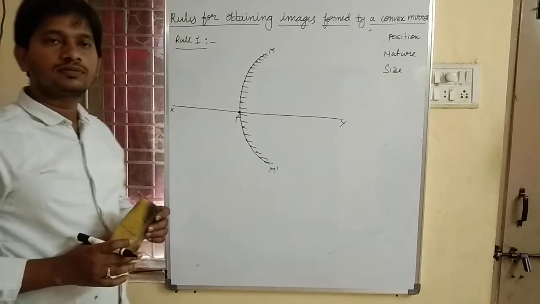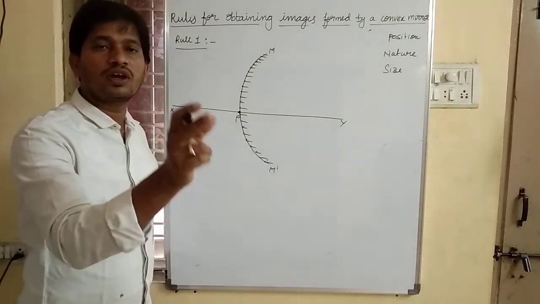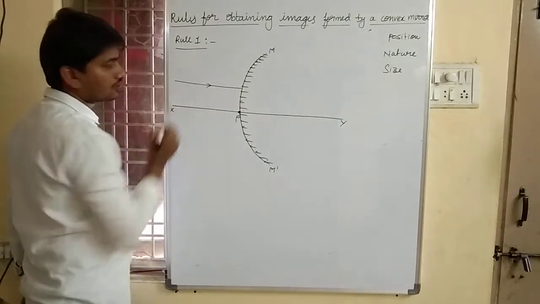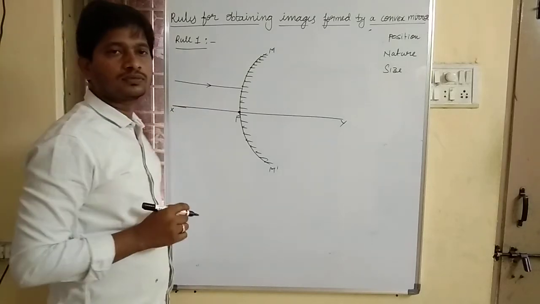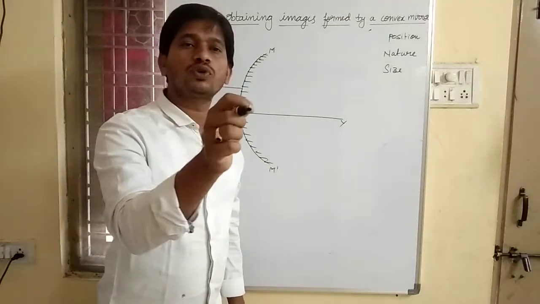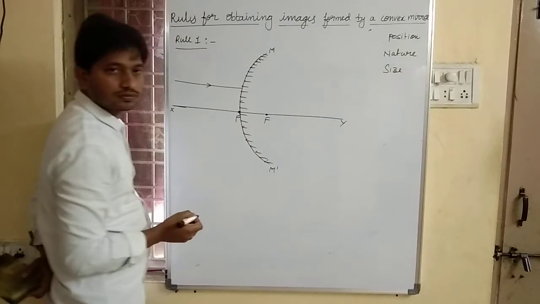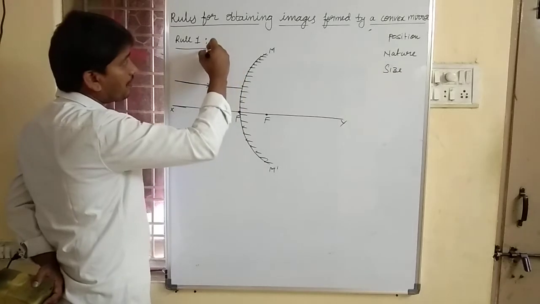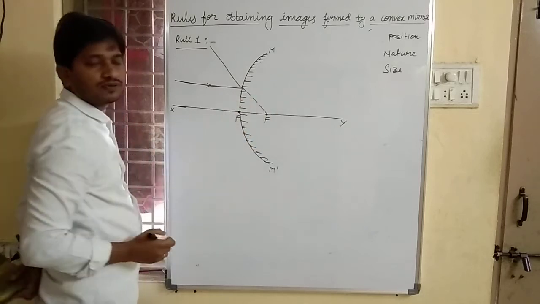If a ray of light which is parallel to the principal axis of a convex mirror, this is the ray of light parallel to the principal axis, after reflection it appears to be coming from its focus. This is my focus. This is my incident ray. It appears to be coming from where? It appears to be coming from its focus.